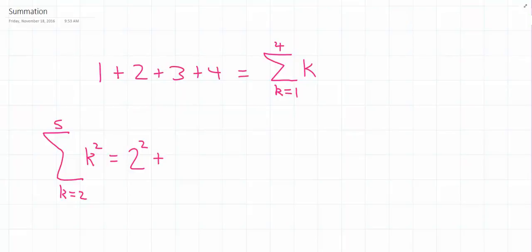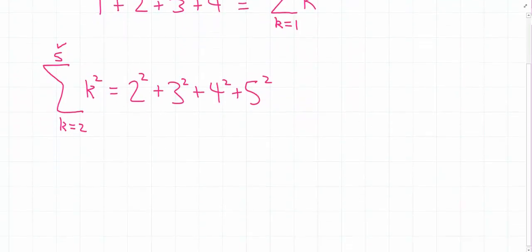Then you increment it to the next integer, which is 3. So this would be 3 squared, and a plus, and then the next integer, 4 squared. And then finally you go until 5 squared. And these two things say the same thing: 2 squared plus 3 squared plus 4 squared plus 5 squared. So this is just another notation that we can use. It's just a way we can sum things. Any questions about that?